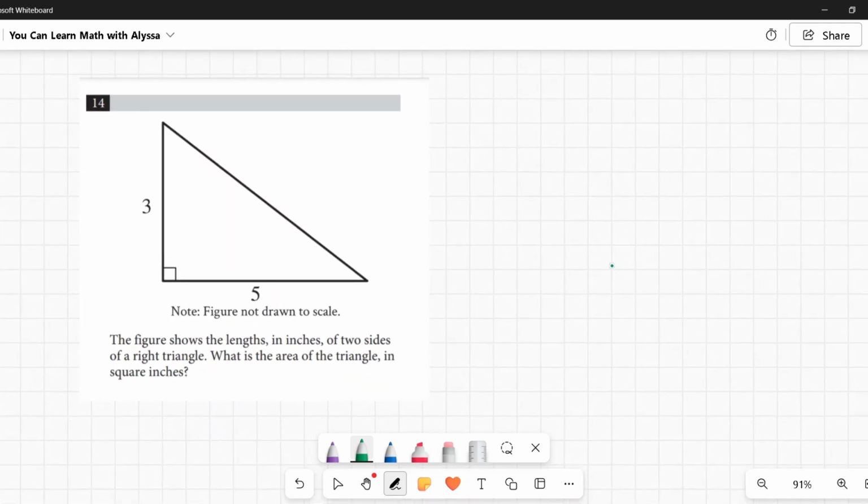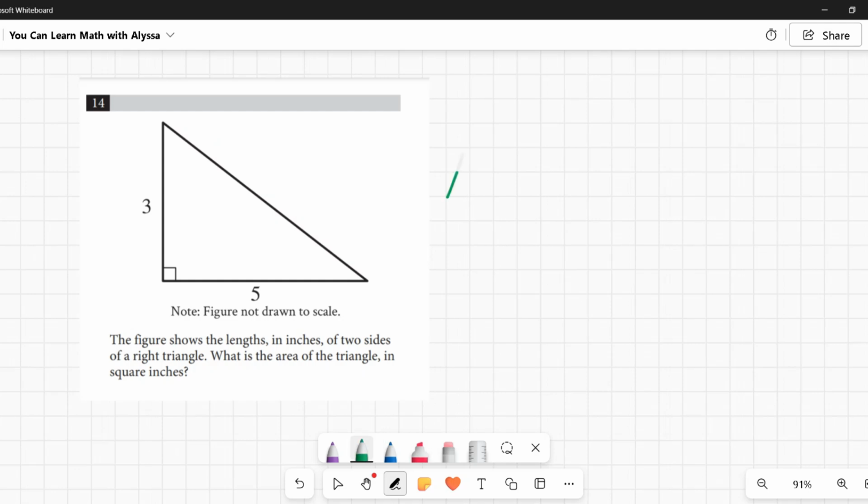Number 14. 3 and 5 are the sides of this right triangle. There's a note, the figure is not drawn to scale. The figure shows the lengths in inches of 2 sides of a right triangle. What is the area of the triangle in square inches? You may be tempted to try to figure out the length of our third side, the hypotenuse here. It is not necessary. This is just an area of a triangle.